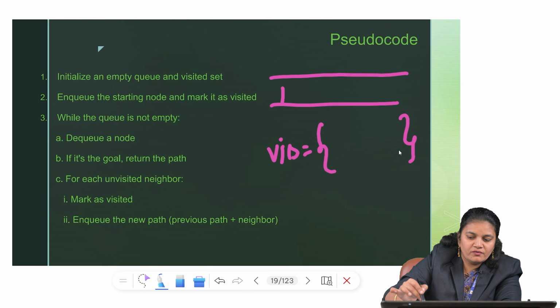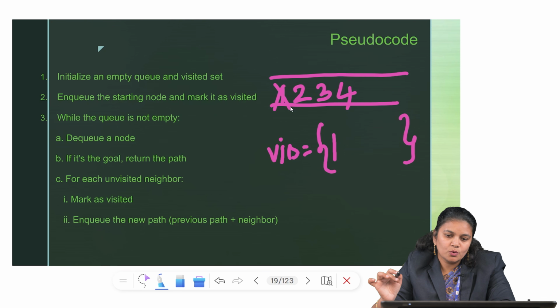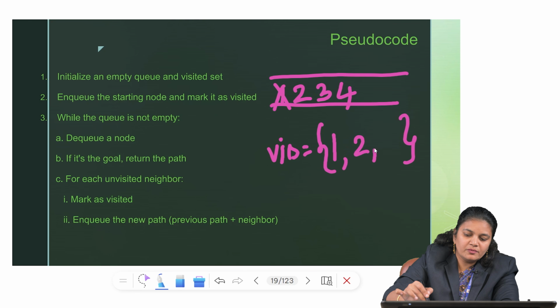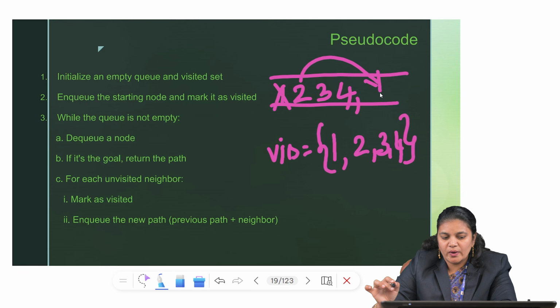We have a set called visited. When we dequeue the element from the queue, 1 comes over here. So when 1 is being dequeued, its children 2, 3, 4 enter inside. Now again 2 will be marked, and then we enqueue 3 and 4. Now the child of 2 has to be enqueued. Okay, so in this way it works.